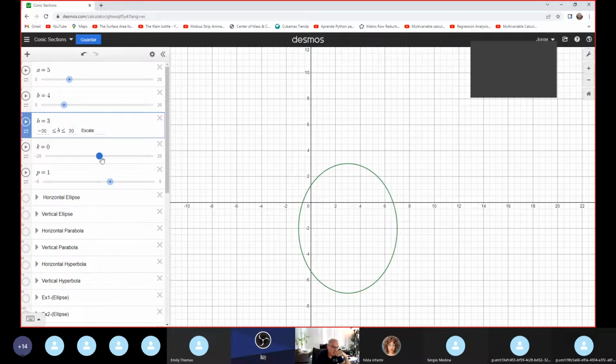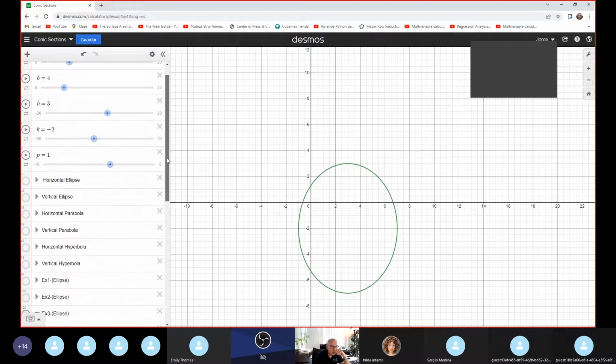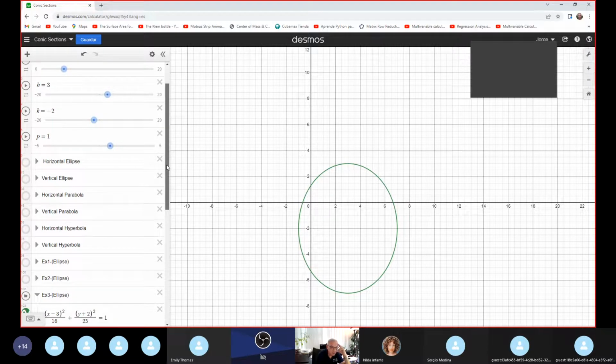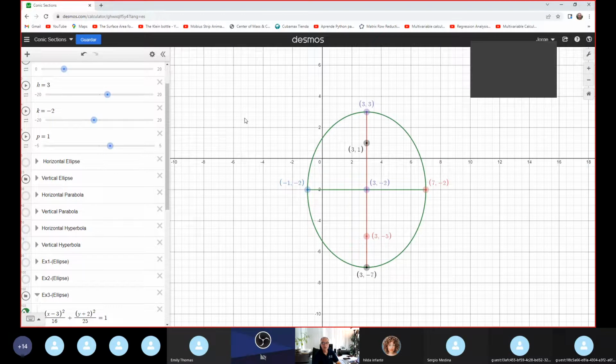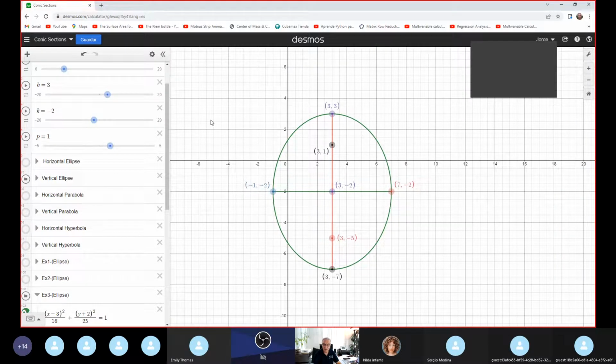You can move the handle, but sometimes it's not comfortable to get exactly the same value that we need. No? Ah, I got it. And forget about P. P is for the parabola. Okay, now ready. In this case, we are talking about a vertical ellipse, yes or no? Because A, 5, is associated with the Y. Boom! And this is our ellipse. Complete analysis of all the points.